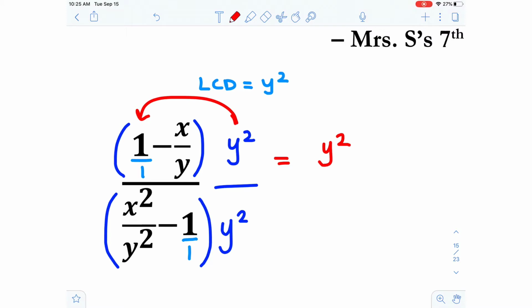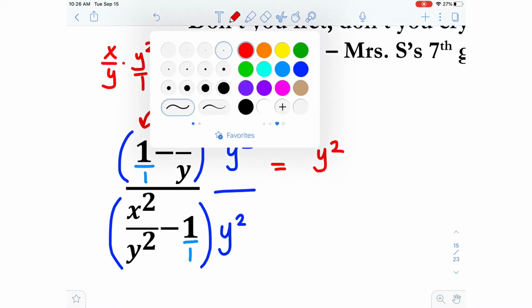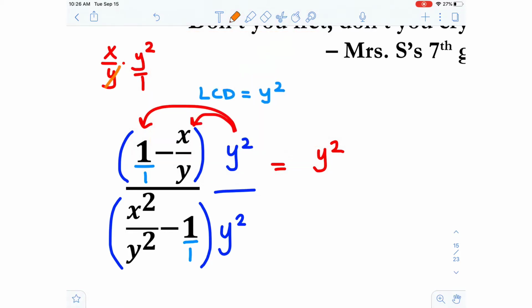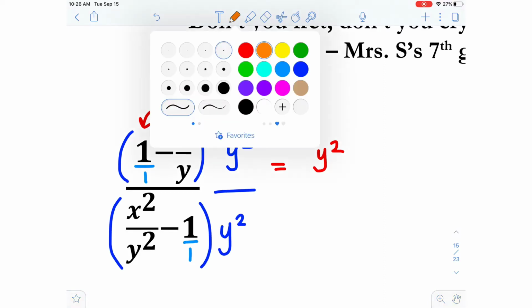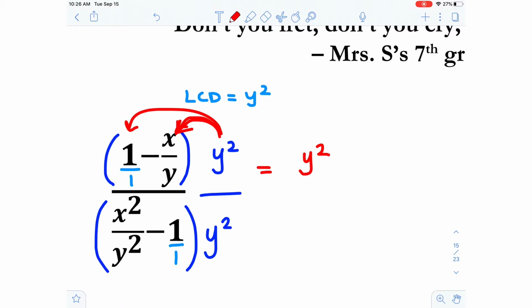Now here's what's interesting. When I multiply x over y times y squared, I'll show you up here what's actually happening. Technically that y squared is over 1. It's going to reduce. The bottom y is going to cancel with one of the y's on top, and I'm just left with x times y. Okay? So that's what's happening. I'm going to write it out like this. So I'm distributing the y squared, and I'm left with a minus xy.